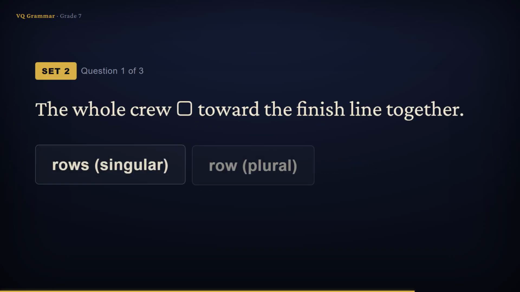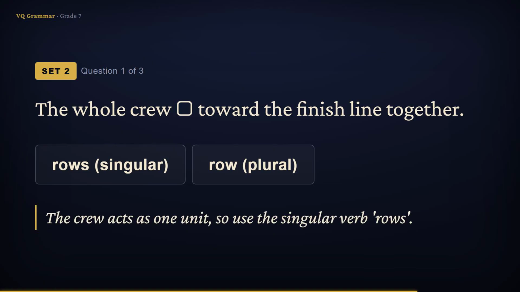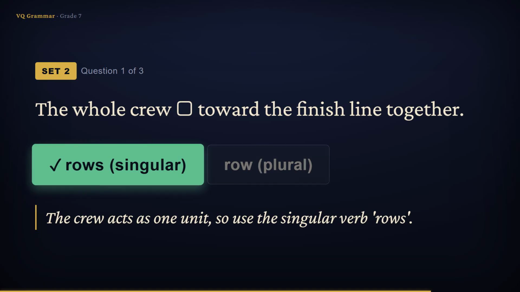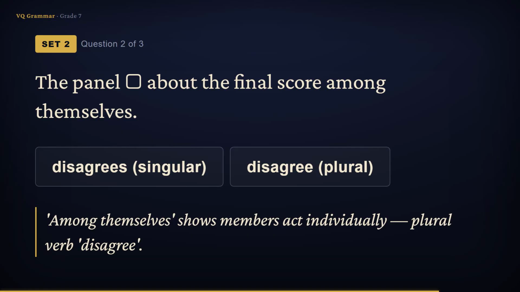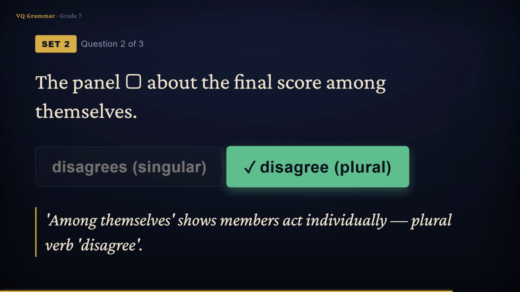The whole crew rows toward the finish line together. Are the members acting as one or separately? The word together tells you they move as a single unit, so the noun is singular here, and it takes the singular verb rows. So the answer is rows. The panel disagree about the final score among themselves. The phrase among themselves is the clue. The members are acting individually, each with a different opinion. That makes the noun plural, so it takes the plural verb disagree. So the answer is disagree.